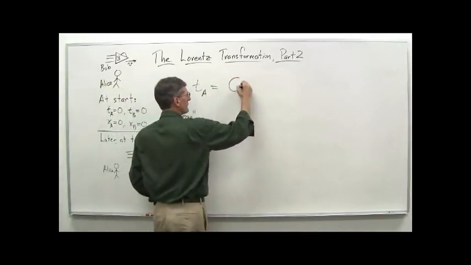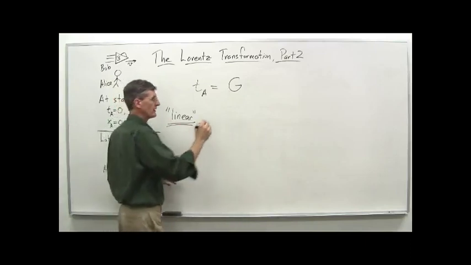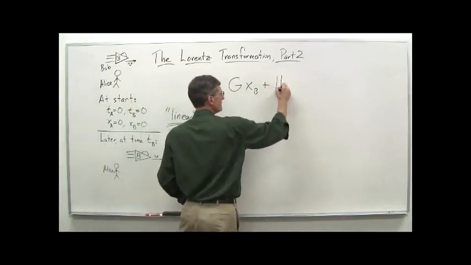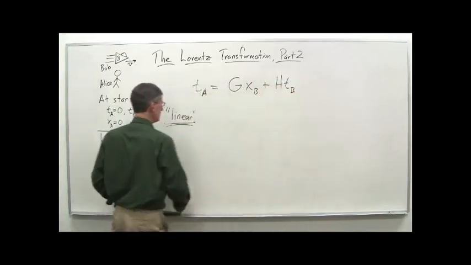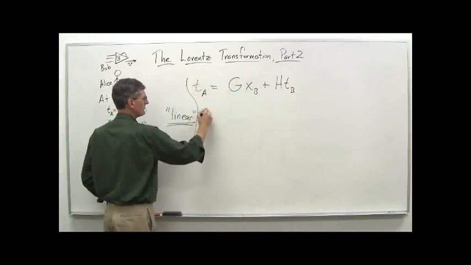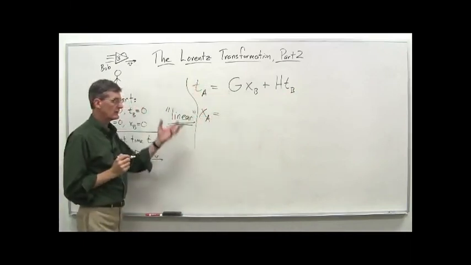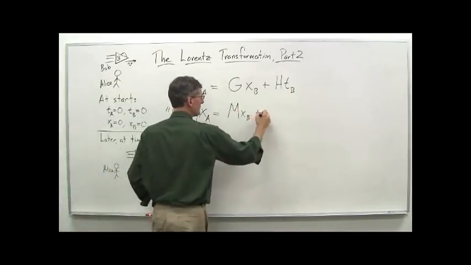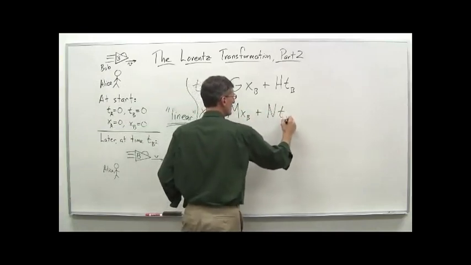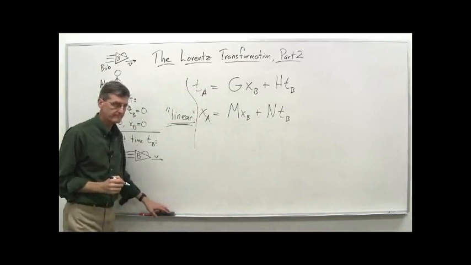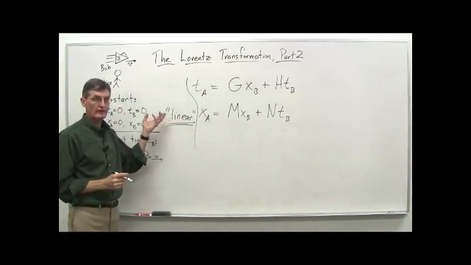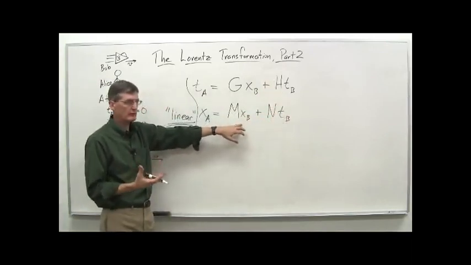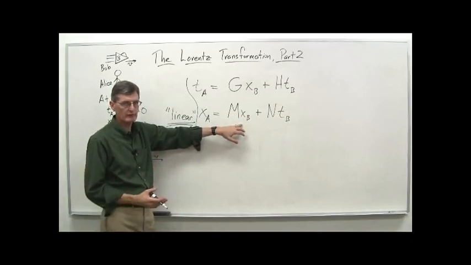TA is going to have the form some capital G, we'll talk about what that is in a second, times XB plus H times TB, and XA, the formula for XA, again given XB and TB, is going to have the form M times XB plus N times TB. And as I mentioned, this is a so-called linear form because the XB's and TB's in the equations here are just XB and TB. You don't have any XB squareds, TB squared, square roots, or anything like that.